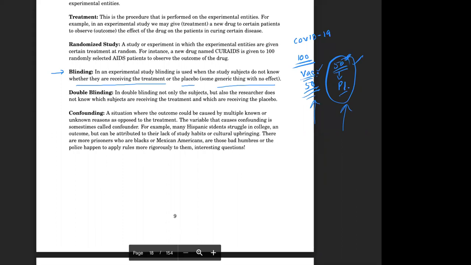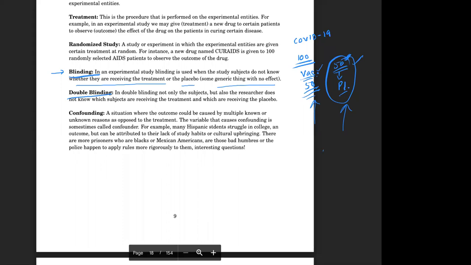Okay, so to avoid these kinds of biases, what they do is called blinding. Then we'll talk about double blinding too. Blinding is a scenario where the subjects do not know whether they're receiving a placebo versus an actual medication. So this could be a COVID-19 vaccine. We could use it for something like this.